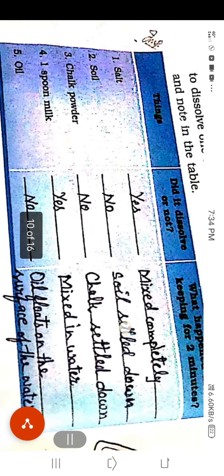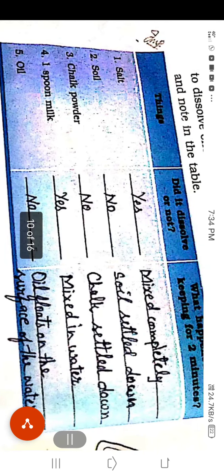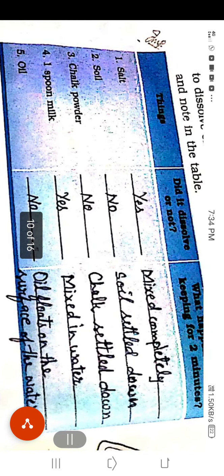The things' names are salt, soil, chalk powder, a spoon of milk, and oil. Here you have to write, did it dissolve or not? And here you have to write what happens after keeping for 2 minutes. You have to mix it and keep it for 2 minutes, and then see what the result is.